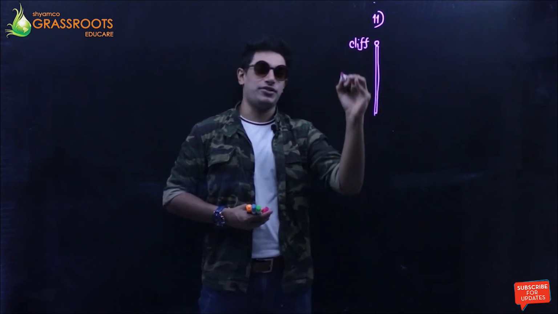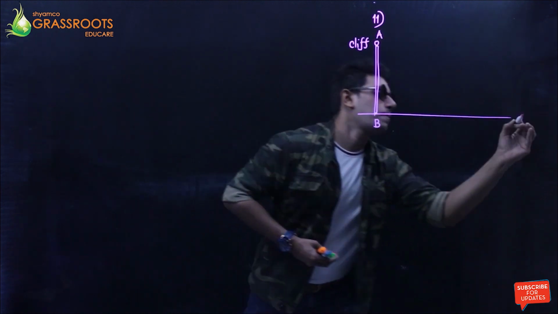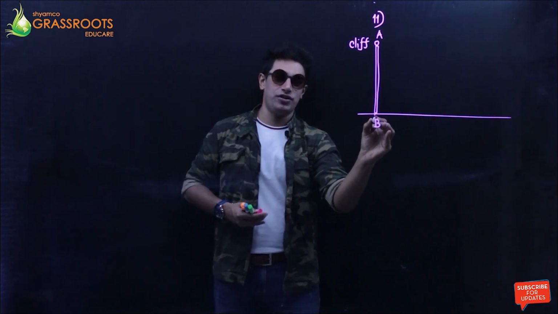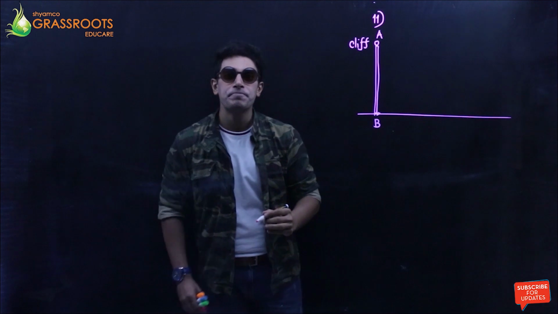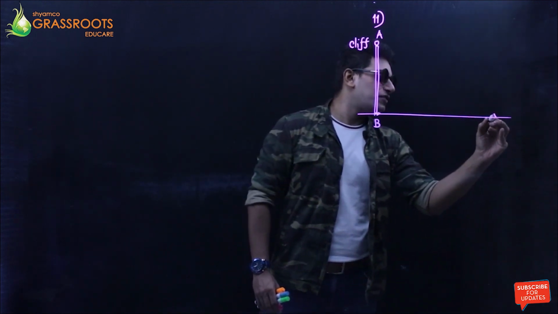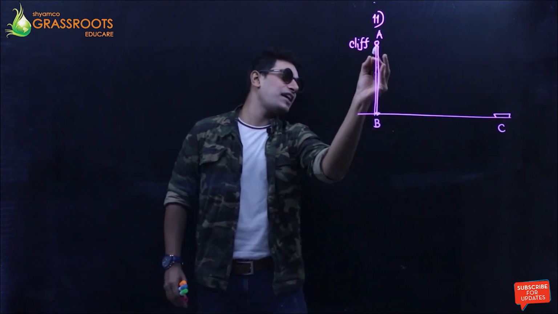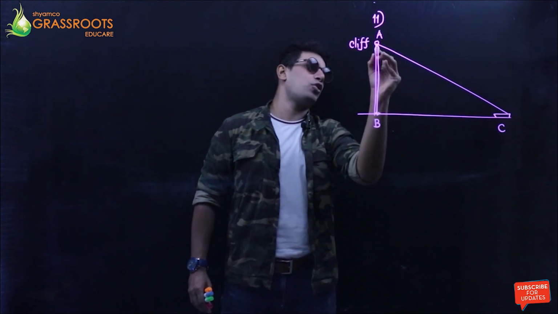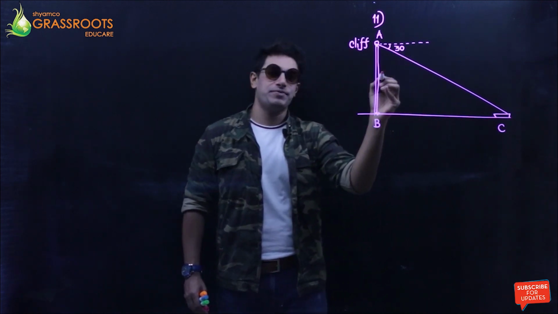The man is out here. Point A, cliff, point B. This is the shore and this is the sea. Man observed that the boat initially was out here and the angle of depression, which is always measured with respect to the x-axis, was 30 degrees.